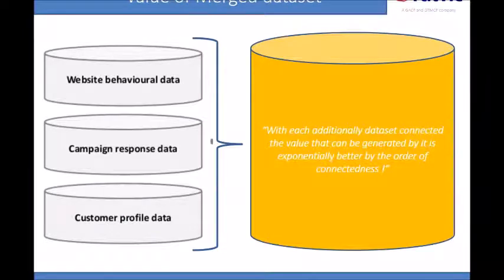What I wanted to communicate additionally is that theoretically, when you want to generate value from your different marketing response systems, one principle that I have observed and have seen the greatest response from is believing that the total is greater than the sum of its parts. So if you have website behavior data, when you merge it with campaign response data, and when you merge it with your profile data, the impact it will bring when they are connected with a primary key will be huge. The statement that I want to make is that with each additional data set connected, the value that you can generate is exponentially better in the order of connectedness.